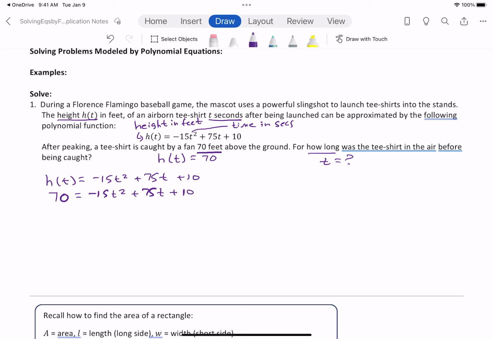So now the only thing in the equation we don't know is t, and that's what we want because that's what we're trying to find. So you notice what we have now is a polynomial equation. If we want to solve it, we have to set it equal to 0. So the first thing I'm going to do is subtract that 70 from both sides so that my equation is equal to 0.